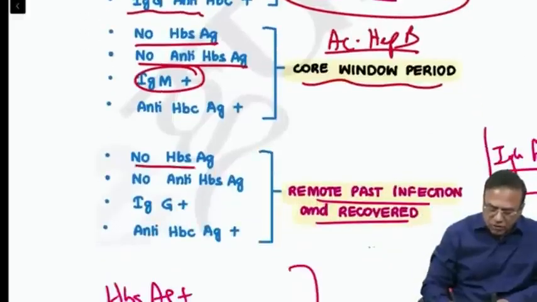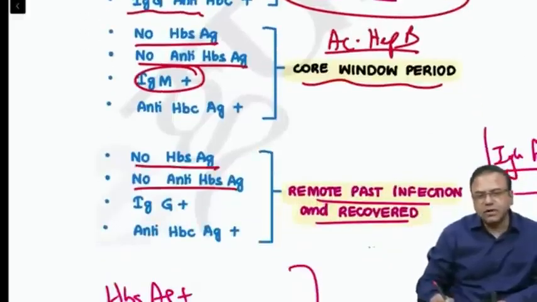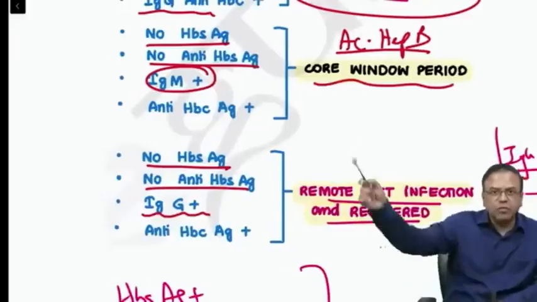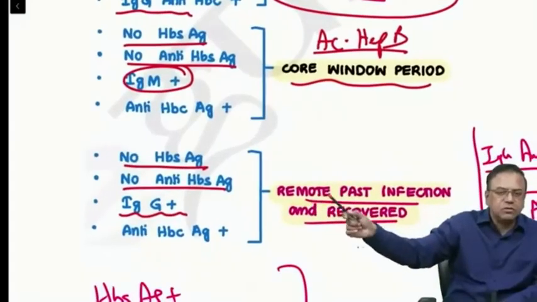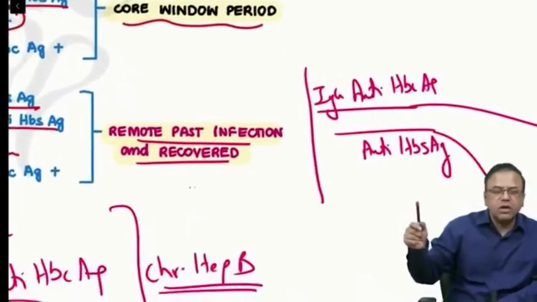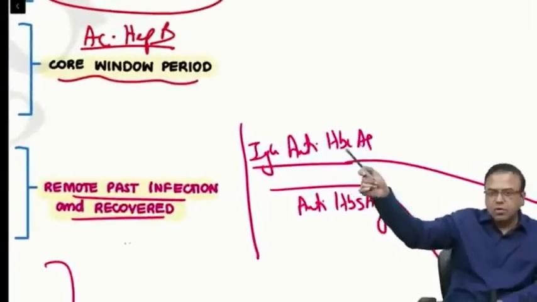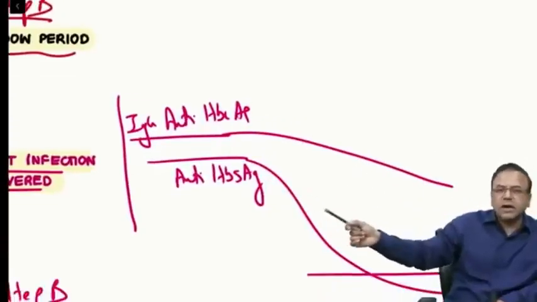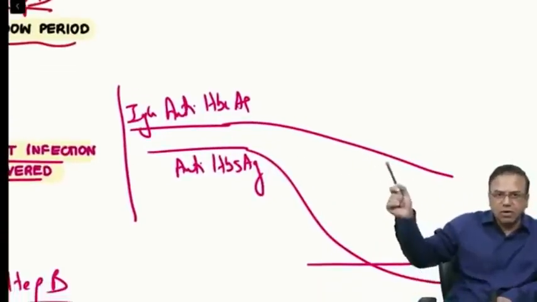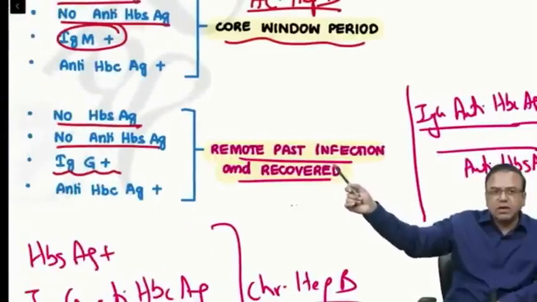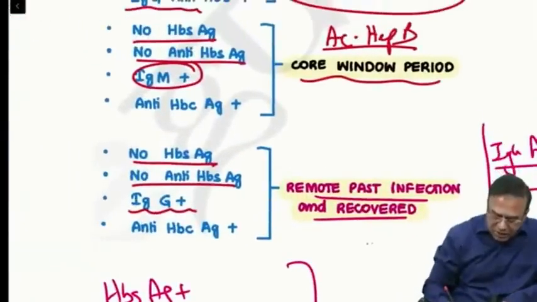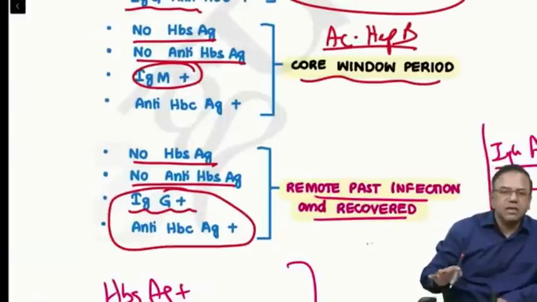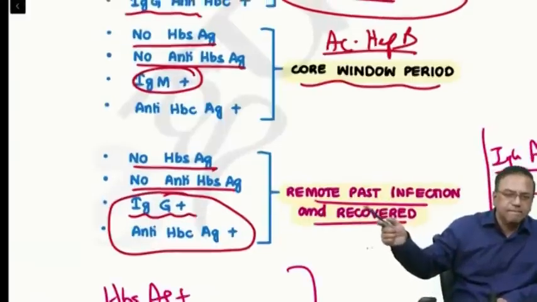If a patient has no surface antigen, no antibody against surface antigen, and IgG is positive, this was a last year INICET question. Actually, in the window period you get only IgM. IgG positive actually indicates remote infection. After the patient recovers, two antibodies are there in the blood. Many years later, the antibody against surface antigen titer goes below detection, so you can't see it. Only one antibody you will see, that is IgG anti-HBc antigen. That's why if only IgG anti-HBc is present, the patient has remote past infection. So be careful.